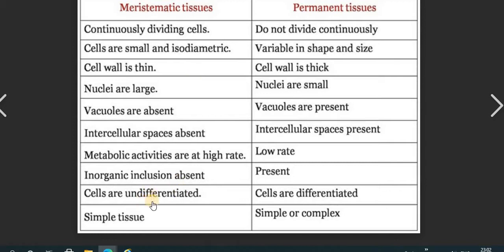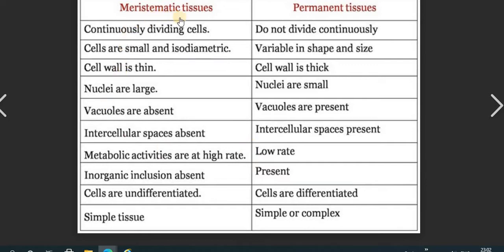And in meristematic tissue the cells are undifferentiated, meaning it is continuously dividing, and even after dividing it does not differentiate. So we can say the cells are undifferentiated. Whereas in permanent tissue the cells are differentiated. Then, meristematic tissue comes under simple tissue, whereas permanent tissue is simple as well as complex. So this is the basic difference between meristematic tissue and permanent tissue.